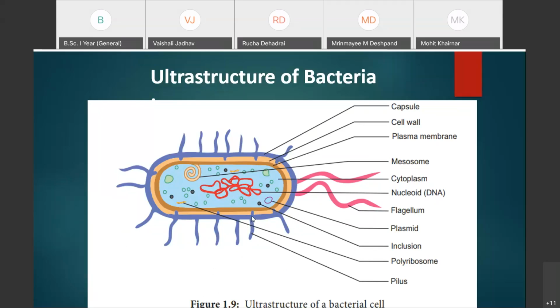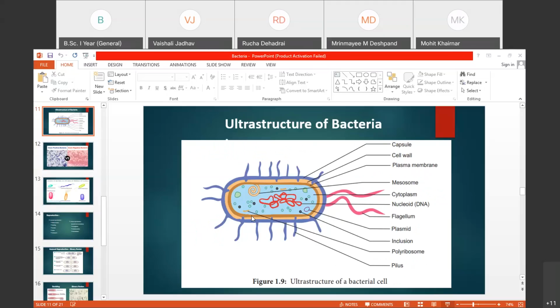That is all about the ultrastructure of the bacteria. Exactly how the genetic material in one bacterial cell is transferred into another bacterial cell through the sex pili, we will discuss in detail in the genetic recombination or the sexual reproduction of the bacteria. That is all about the ultrastructure of the bacteria.